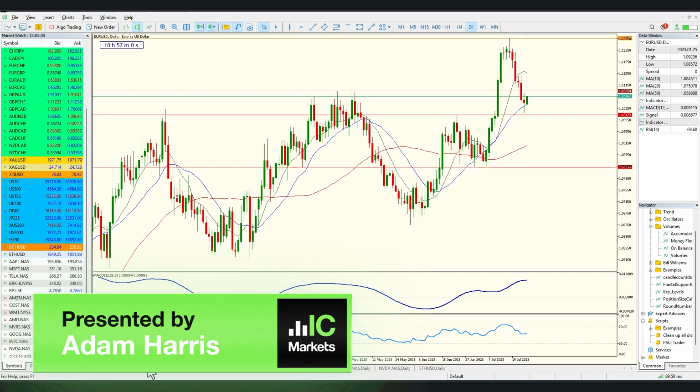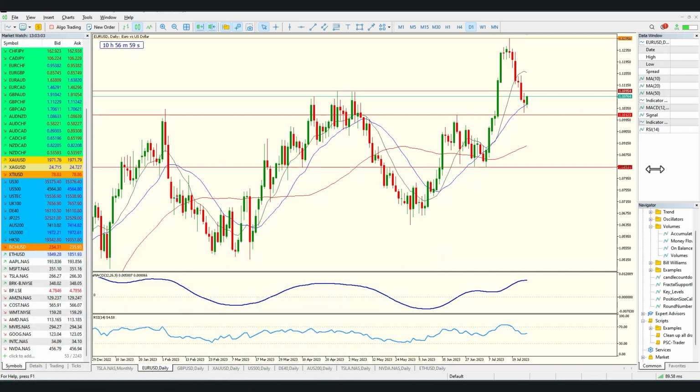So I'm going to do a broad overview of the markets and highlight a few of the most interesting charts. The first one on here at the moment is the Euro Dollar Daily. First of all, we've had a good breakout from a strong level of resistance. We've pulled back. We've currently produced a bullish candle in the buy zone.